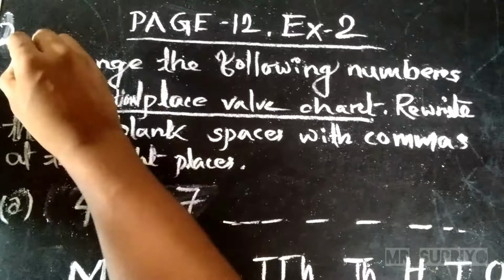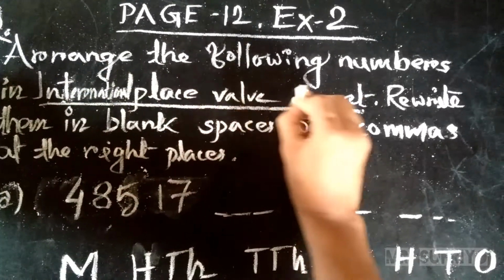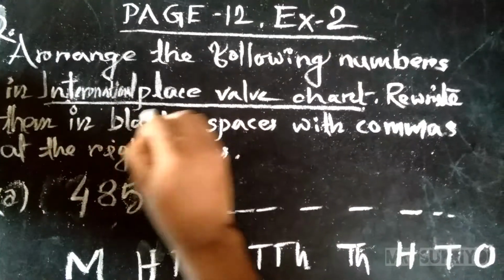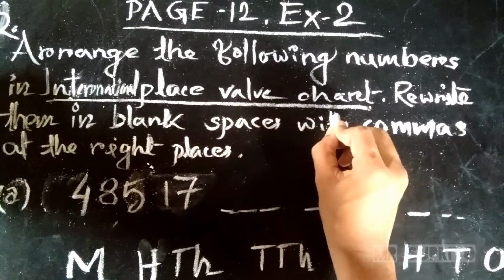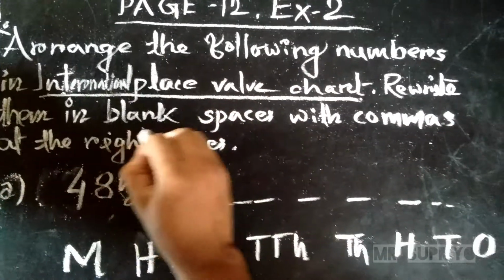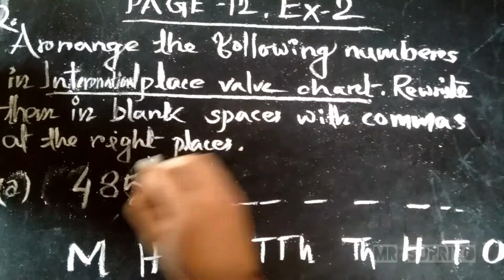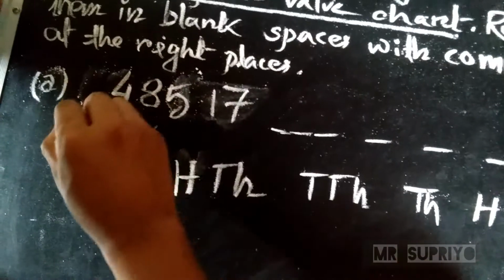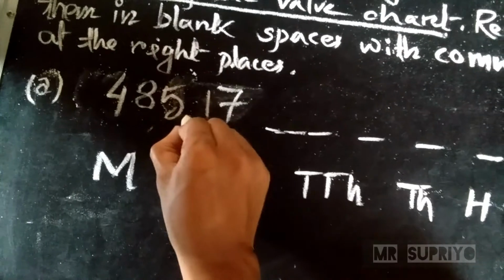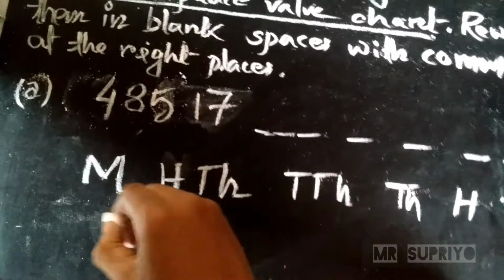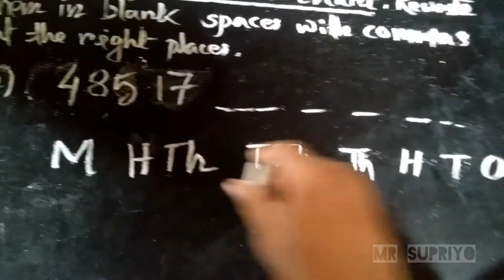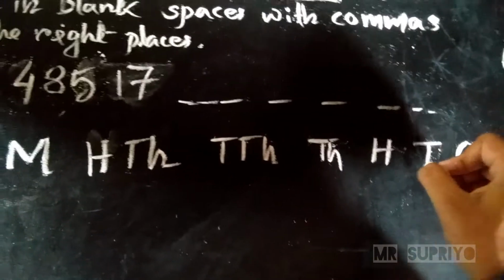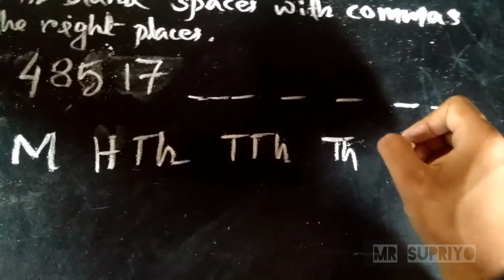Now question number 2. Arrange the following numbers in the international place value chart. Write them in blank spaces with commas at the right places. Number A, 48517. First of all, we will learn about the international place value chart.